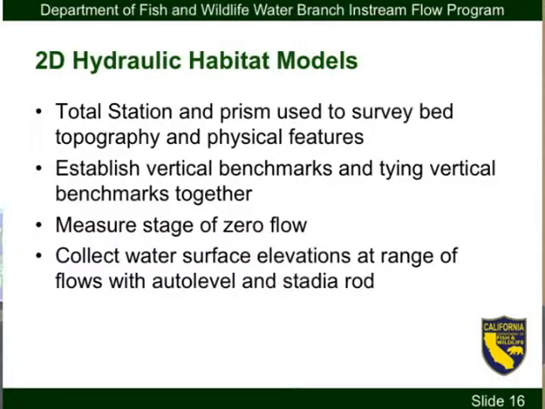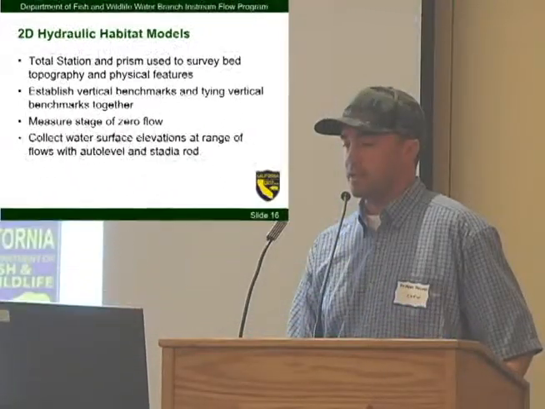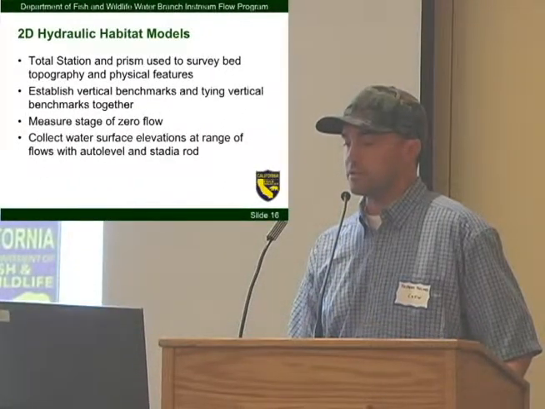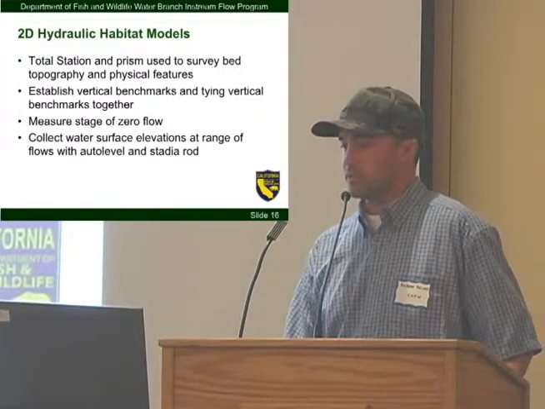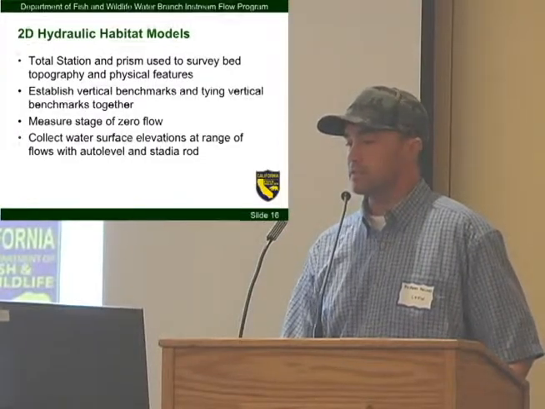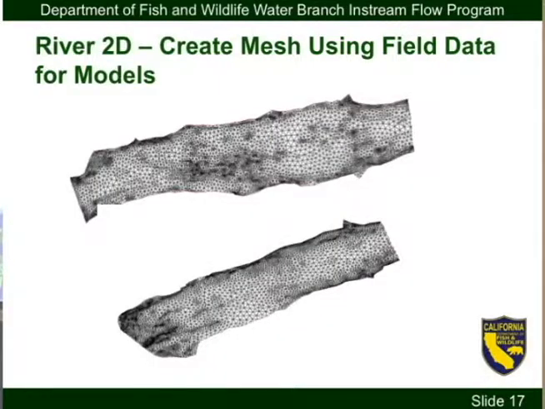2D hydraulic habitat models are one other tool that we have to evaluate passage. It's more complex and requires more equipment, but it's getting more and more user friendly and easier to conduct. Some of the equipment is a total station and a prism. You basically want to survey the bed topography, tie in vertical benchmarks, and survey in some basic elements such as the stage of zero flow and then the water surface elevation. Then you use the bed topography to construct a mesh of the site, and the mesh gets used to create habitat models.